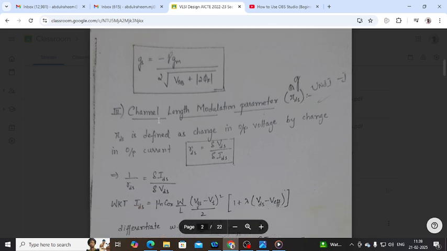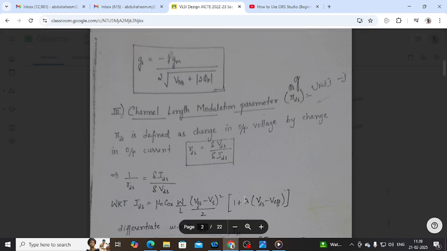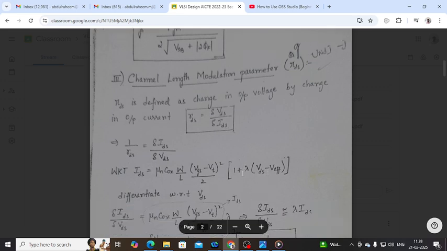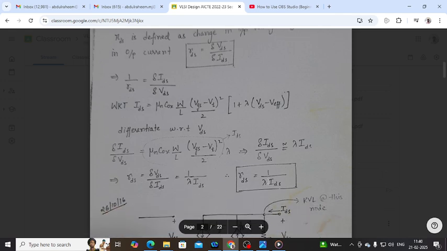So what is channel length modulation? 1 plus lambda VDS. Here lambda is the variation, and VDS is kind of the effective voltage. So either you can go for 1 plus lambda VDS, or else we can have VDS minus effective voltage. When you differentiate with respect to VDS on both sides, you will get RDS is nothing but 1 by lambda IDS. This is your RDS.